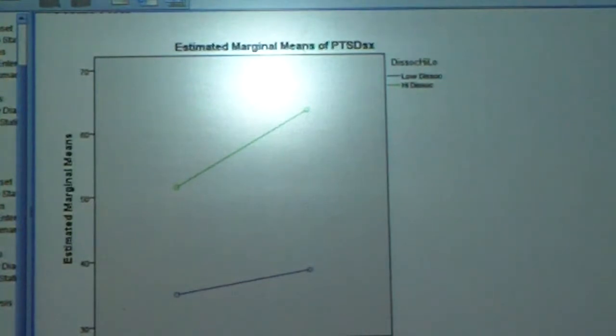Okay, so now, any other questions on that? That's the stuff on interactions. Interactions is testing moderation. So here we're seeing that dissociation is a moderator of the relationship between trauma and PTSD symptoms, right? We're not saying it's a cause. We're saying it moderates these symptoms. It affects them somewhat. So now we're going to talk about mediation a little bit with those models.